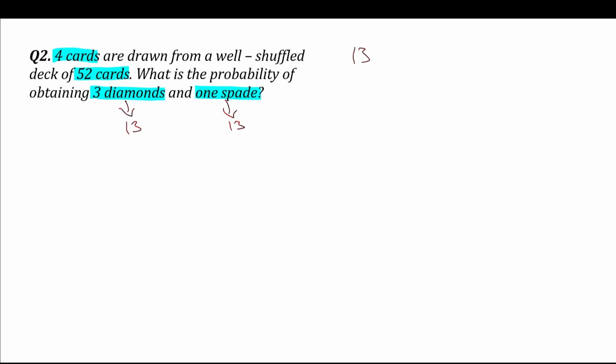So from these 13 diamonds, the number of ways of taking out 3 diamonds from 13 diamonds is this. And you see we have an 'and', so we'll put a multiply, 13C1. And then we have to take out altogether 4 cards, right? So the total possible ways of taking out 4 cards from 52 cards is this. Rest is the working that involves using factorial to calculate it.